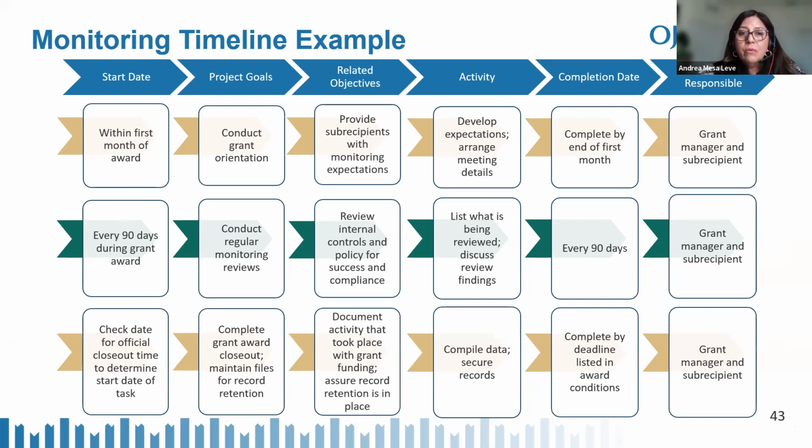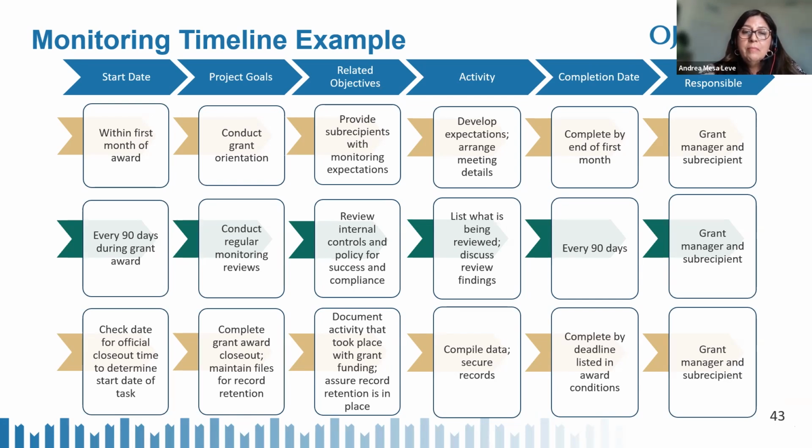In the second row, the goal is to conduct regular reviews with your subrecipients. So you want to do that every 90 days. It could be a date, or you can actually list the month, whatever works for you. And then the project goal is to conduct regular monitoring reviews. So in your objectives box, you want to review the internal controls and policies for success and compliance.